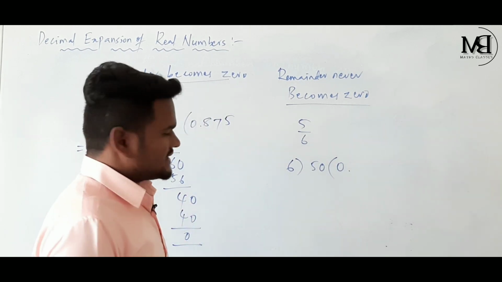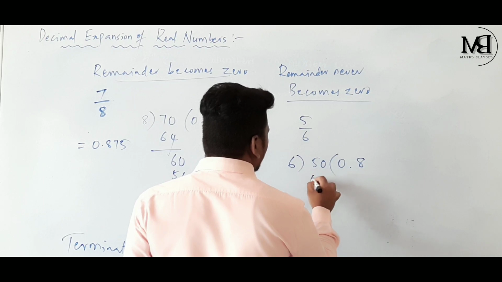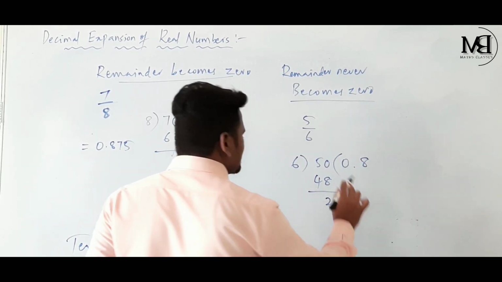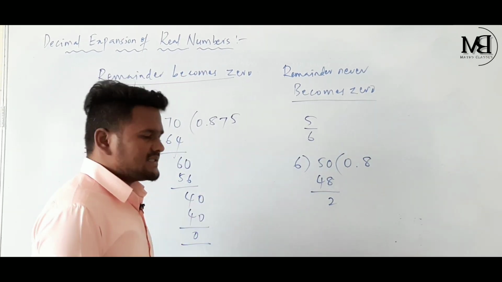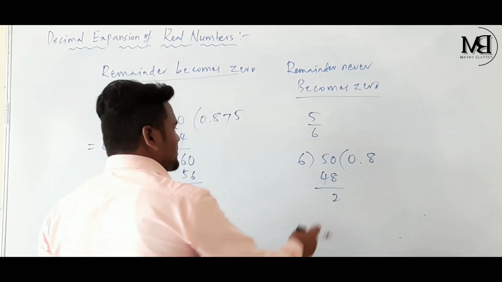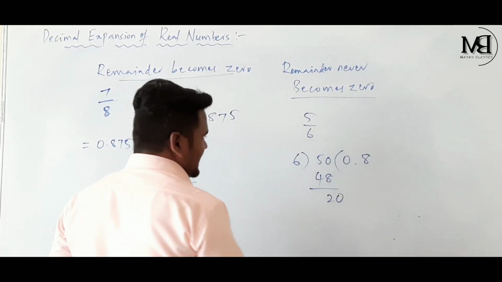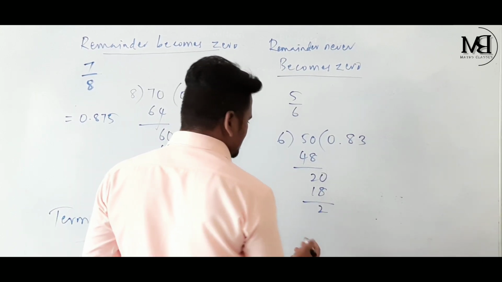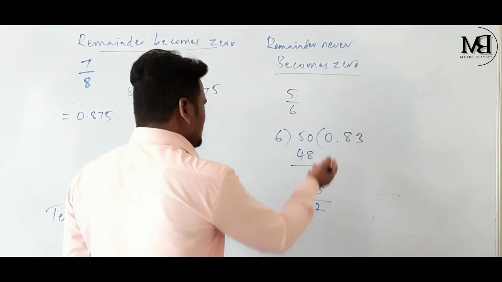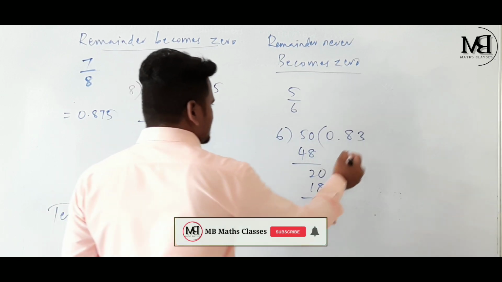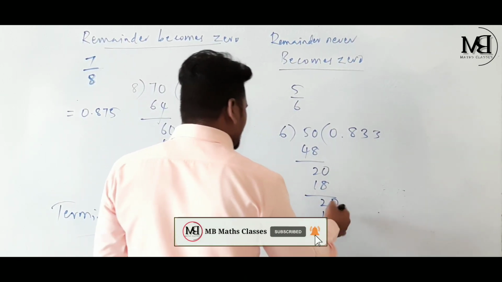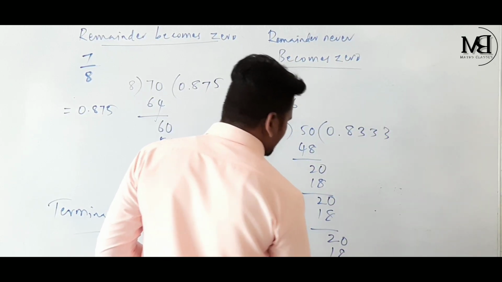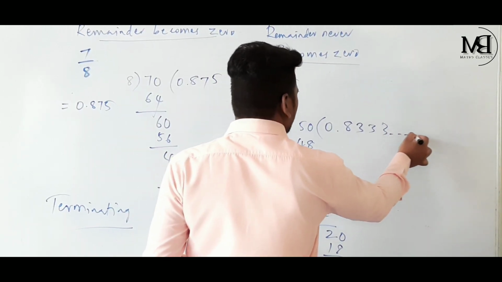Next, 6 8s are 48. 50 minus 48 is 2 here. 2 is not divisible by 6, so using this point I can take 0 here. Next, 6 3s are 18. 20 minus 18 is 2. The same remainder again, so I take one more 0. Now 6 3s are 18, and 20 minus 18 is 2. Next 6 3s are 18, and again I get remainder 2. This means this 3 is repeating here, right?